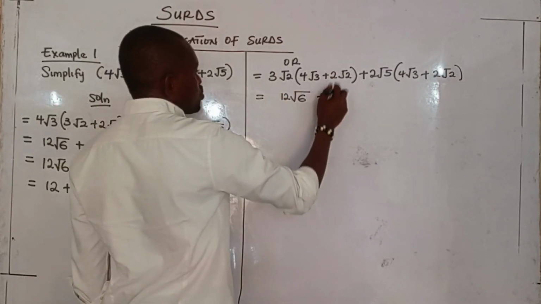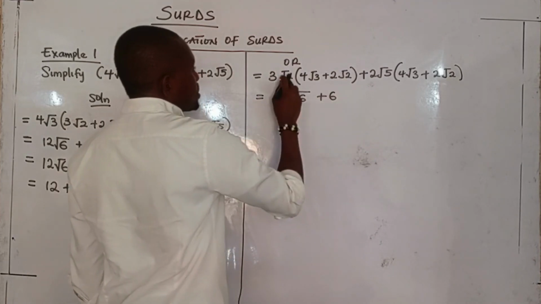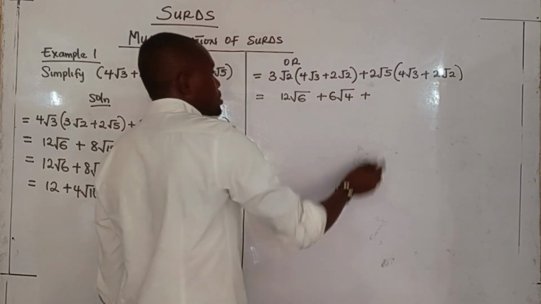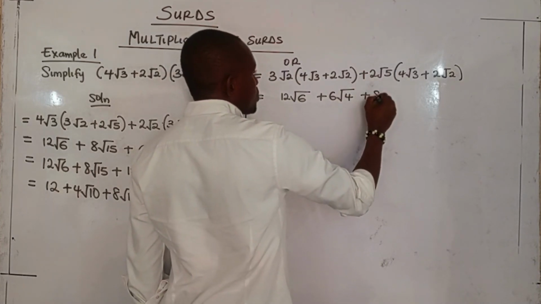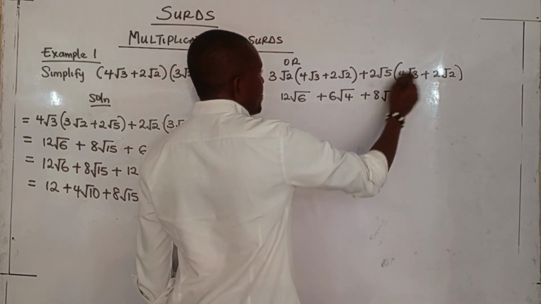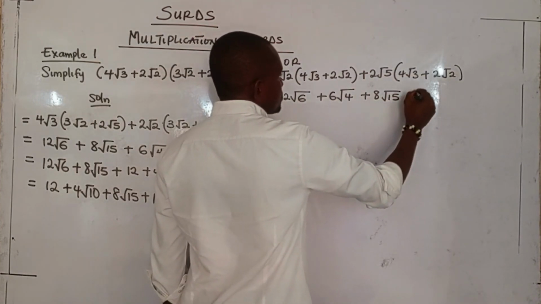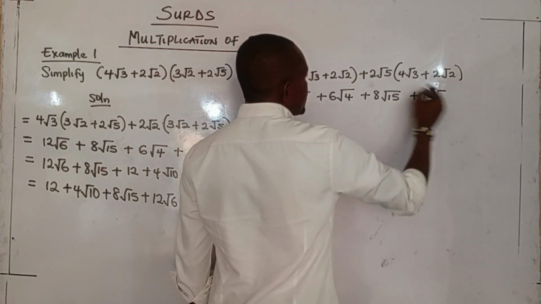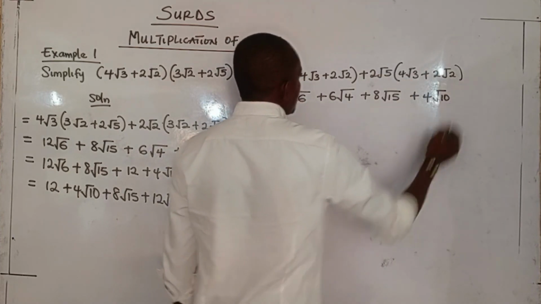Plus 3 times 2 will give us 6. Then root 2 times root 2, we have this as 2. Then plus 2 times 4 will give us 8. Then root 5 times root 3 will give us root 15. Then plus 2 times 2 will give us 4. And then root 5 times root 2 will give us root 10.